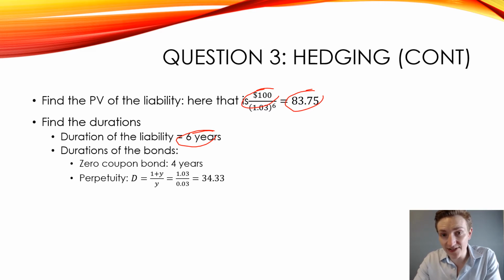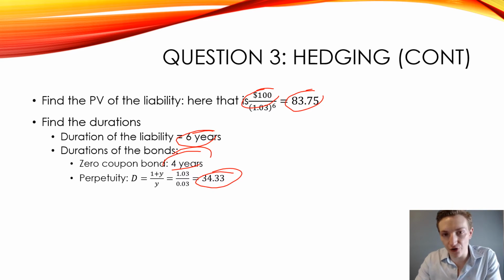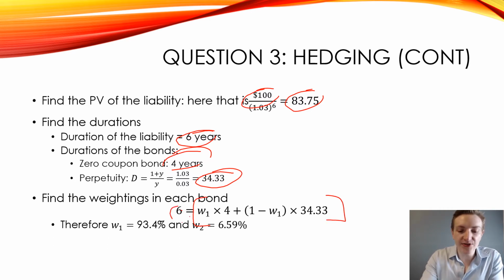The duration for the assets, we have two assets we need to choose between, a zero coupon bond and a perpetuity. For the zero, it's 4 years. For the perpetuity, it's 1 plus the yield divided through by the yield. So 1.03 divided by 0.03. Here, that's 34.33 years. The next thing we need to do is find the weightings in each of the bonds. So here what we need to do is make sure that the weighted average of the durations for our two assets is equal to 6. So we take 6 and solve for W here.